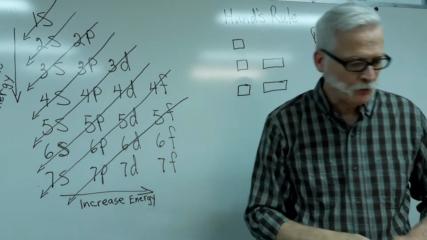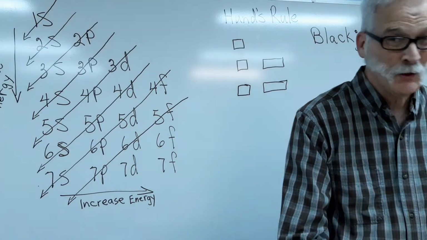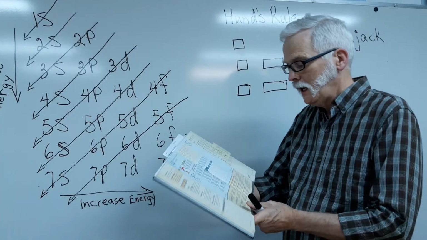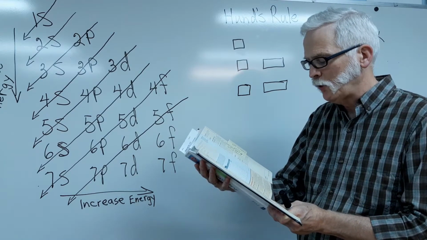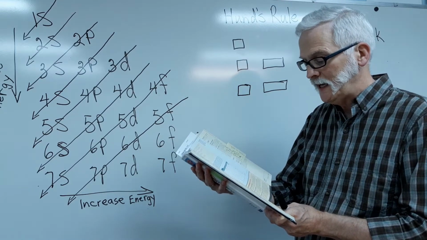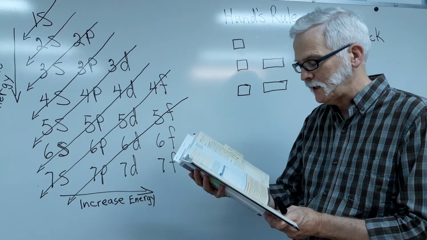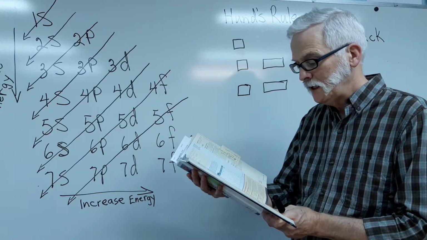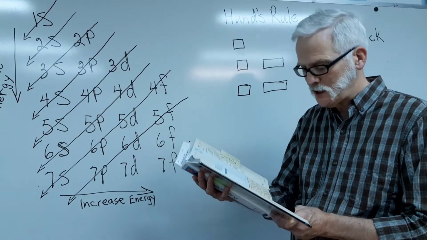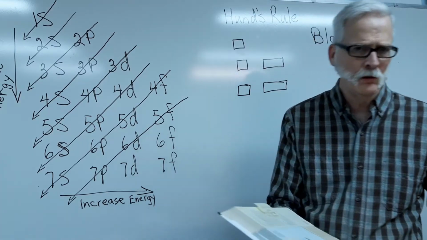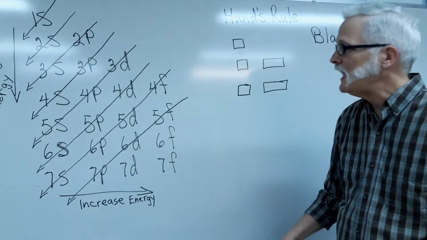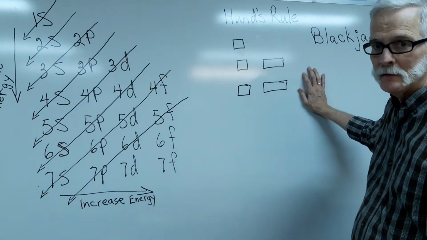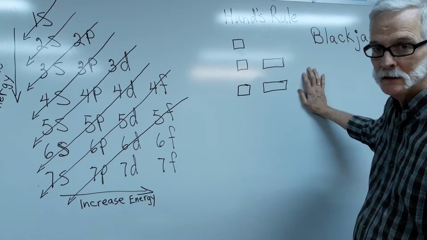Now, if you read Hund's rule in your textbook, it's really confusing. According to Hund's rule, electrons occupy orbitals of the same energy in a way that makes the number of electrons with the same spin direction as large as possible. What in the world does that mean? Well, I'm going to take a little game of Blackjack and I'm going to help you understand.